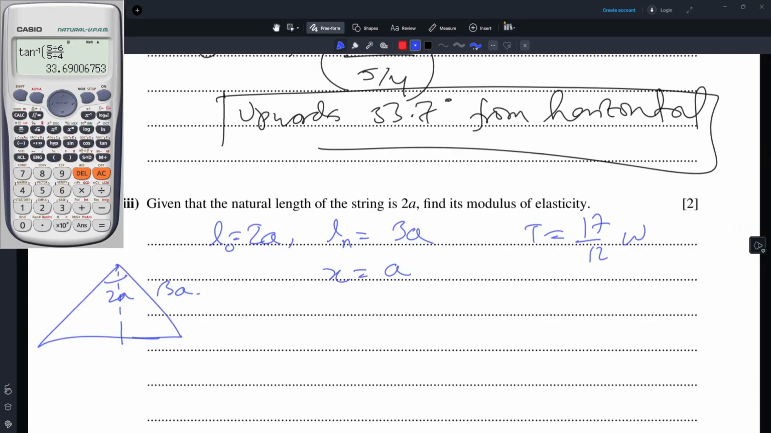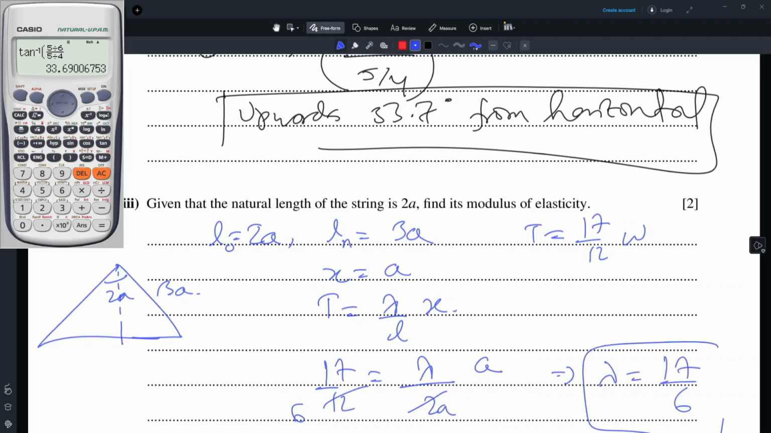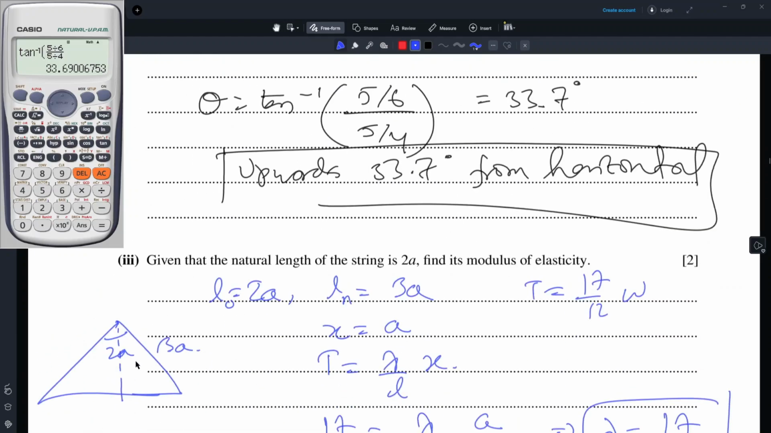So it means that my tension is supposed to be lambda by L into X, as we know. This is 17 by 12 equals lambda, which is what you want to find out. L is my 2a, and then we have here a. So we have lambda equals 17 by 6. Simple as that. You just need to figure things out from here, actually.